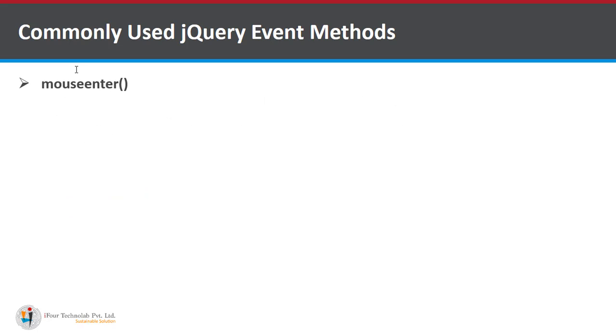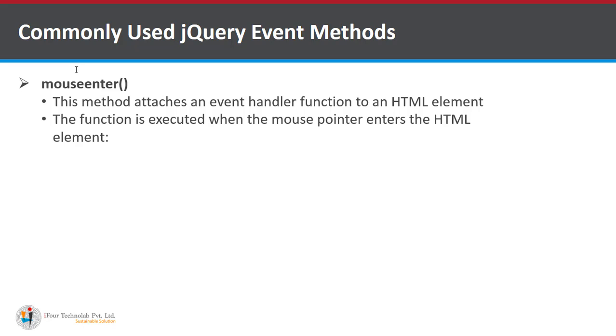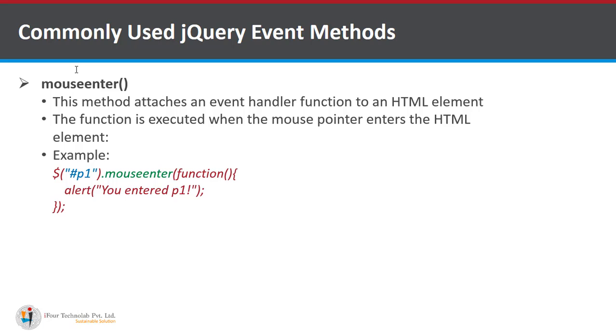Next event is mouse enter. This function is executed when mouse pointer enters the HTML element. For example, if mouse is entered, then an alert message will pop out. Here you can see I have added a selector #p1. #p1 indicates that the ID with p1 value has a mouseenter event, and it will fire an alert message.